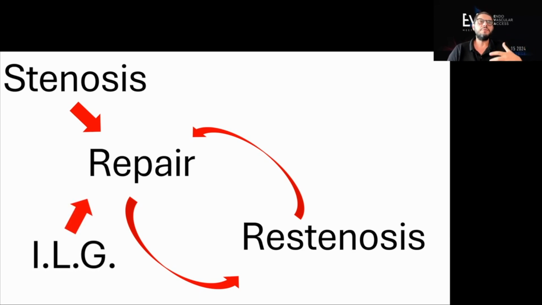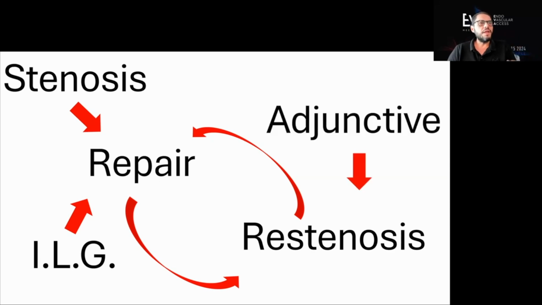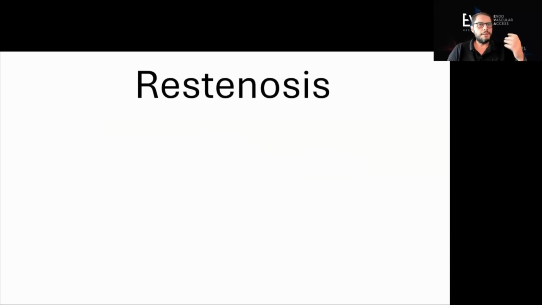The first one is what the cardiologist mentioned as immediate lumen gain. So we need to fix the vessel. We need to fix the flow because the patient needs to go immediately back to dialysis. And the second thing is that we need an adjunctive treatment that will increase the period between stenosis and restenosis.